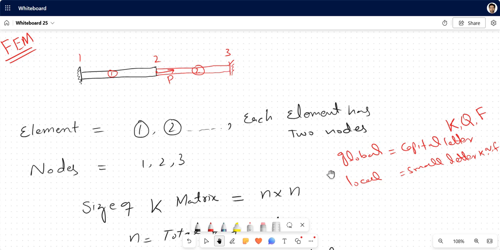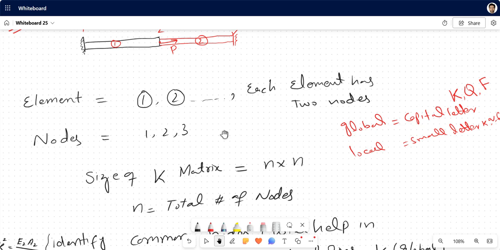Whenever you represent the whole structure, you represent it in the global axis, and that is written in capital letters. For example, the stiffness matrix is represented with capital K, the nodal displacement matrix with capital Q, and the force matrix with capital F. While for the local axis, for example for element 1, if you want to represent its nodal displacements, its stiffness or its loading, you represent them with small letters k, q, f. So this is one thing to understand.